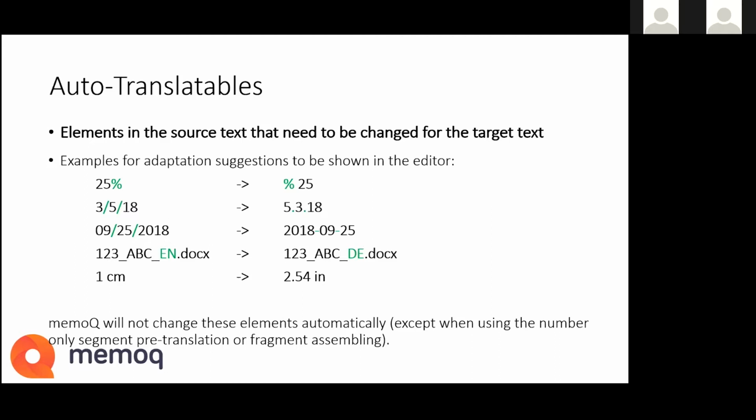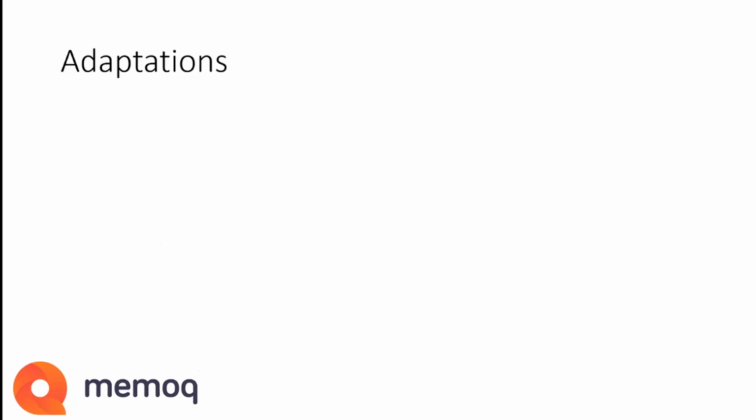So auto-translatables, the name is a little bit misleading, but it helps you to change elements from the source to the system, how the target language uses it. So what can we do?